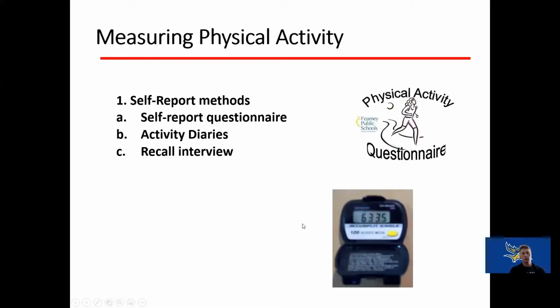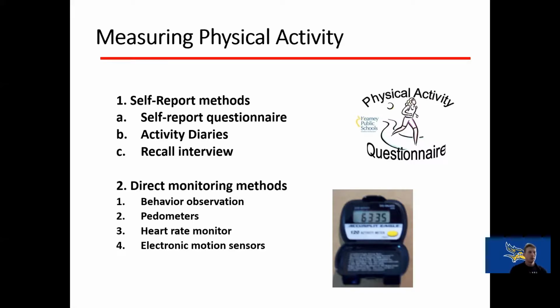So we can measure physical activity through self-reporting methods, where an individual says how much they think that they're doing. We can have activity diaries where they write down all the physical activity they do. Recalls, so things like an interview. Okay, so how much physical activity did you do? What did you do today? And then direct measurements, so observation, and you write down what they did.